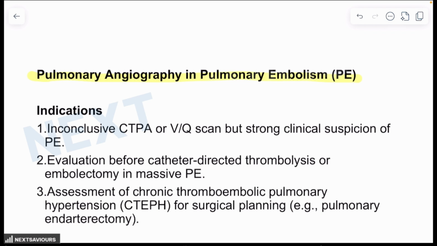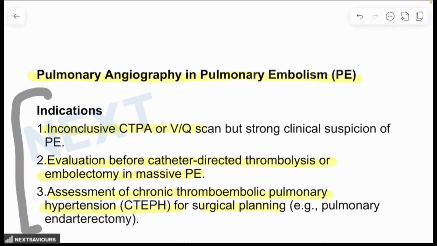And what are the indications? When there is an inconclusive CTPA or ventilation perfusion scan, which is rare. Second is evaluation before catheter directed thrombolysis or embolectomy in a massive pulmonary embolism. That means related to the therapeutic measures. And the assessment of the chronic thromboembolic pulmonary hypertension for surgical planning. So these are the specific indications.